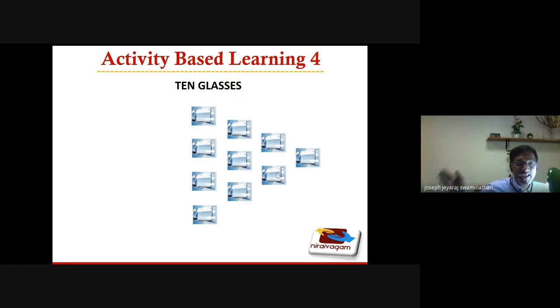Now, shifting only 3 glasses, change the direction. The one who should be on the left hand side, starting from the left hand side, not on the right hand side. Do you understand what I'm saying? So what you're going to do is shift only 3 glasses and change the direction to the opposite side.